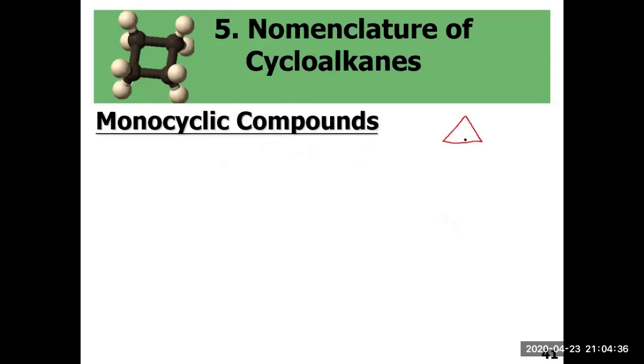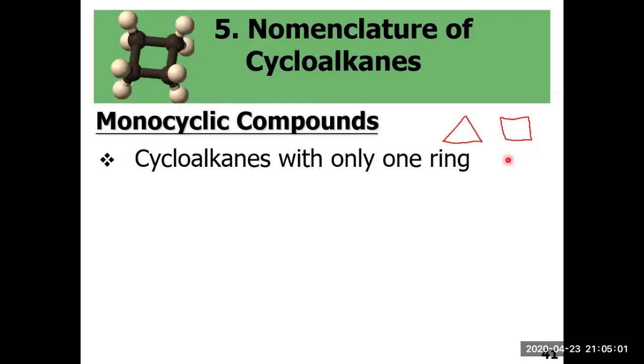this one. It looks like a triangle, but in organic chemistry, this is known as cyclopropane. You can also have another type of cyclic alkane having this structure. This is known as cyclobutane. These are called monocyclic compounds. Now, how do we give names for these? Cycloalkanes with only one ring are known as monocyclic compounds.